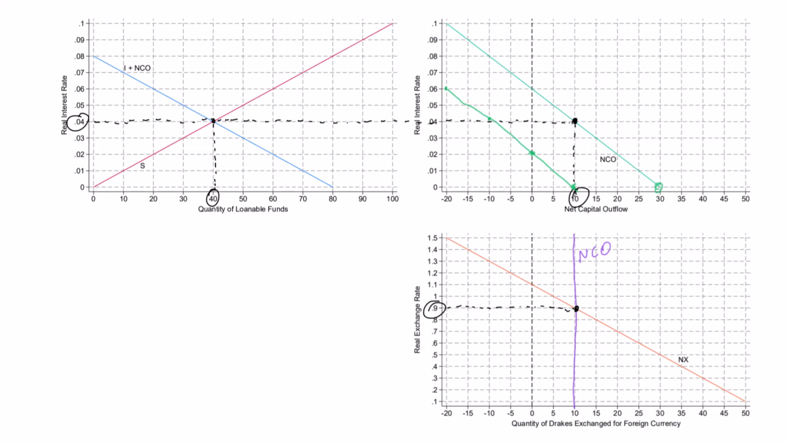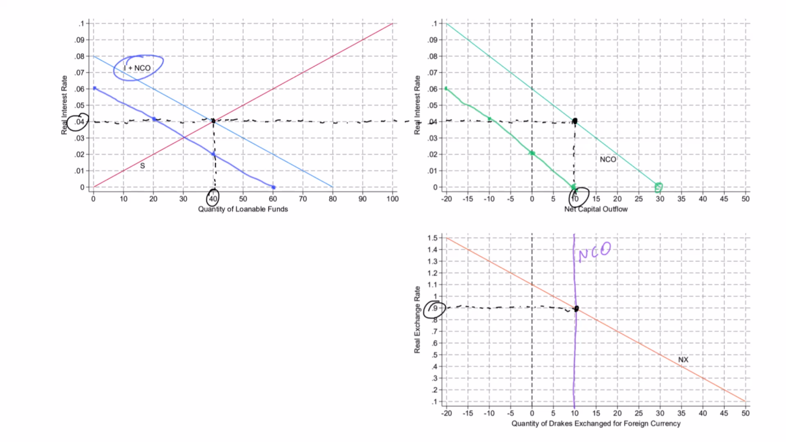But what we can't forget to do is over here in the loanable funds market, this demand curve right here is I plus NCO, so that's also got to move 20 to the left because NCO is part of that. So 80 is going to become 60, and so on and so forth. Then I'm going to draw our new curve there.